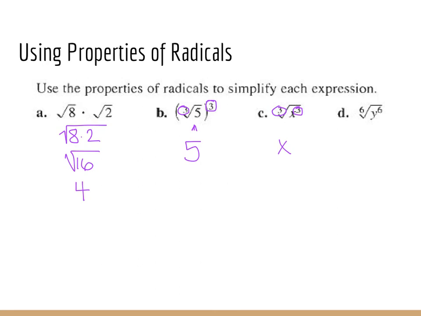And then the 6th root of y to the 6th. Because this is even, we need to make sure that we use the absolute value of y. And that is because 6 is even. That wasn't an issue for us in C because our exponent was 3, which is odd.